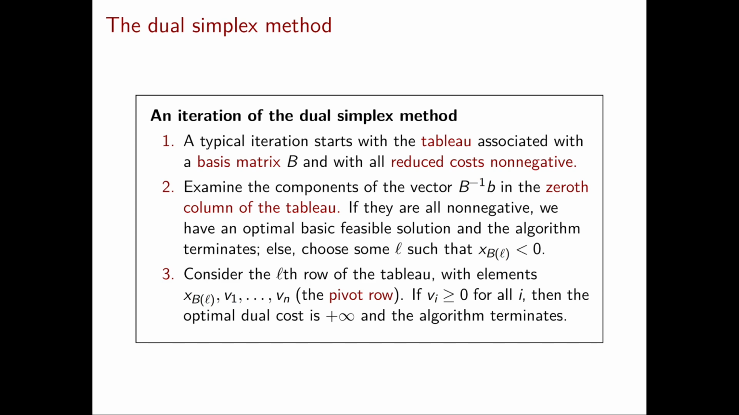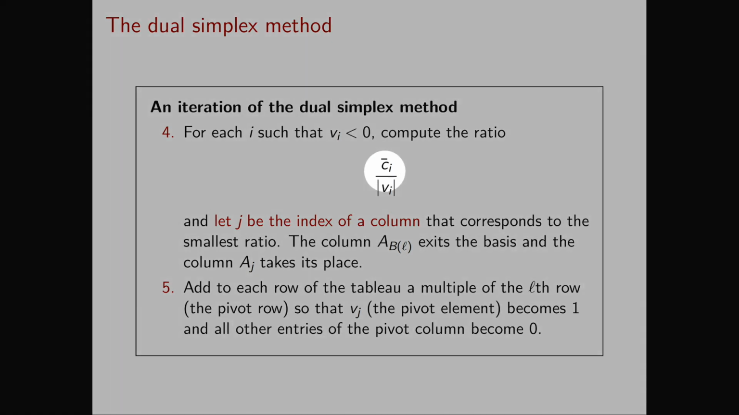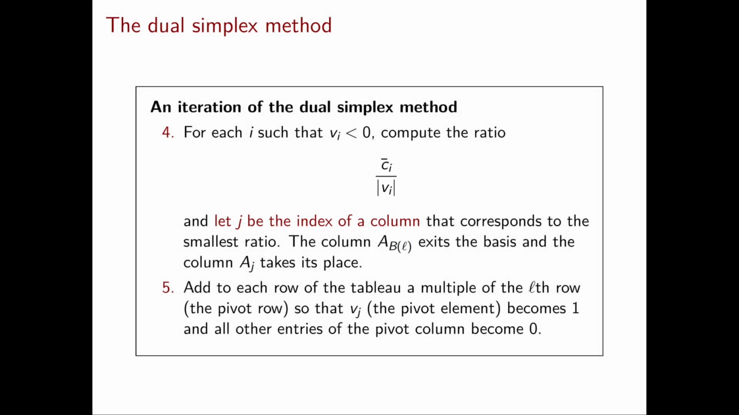the algorithm terminates. Otherwise, for every i with v_i strictly negative, we compute the ratio c̄_i divided by the absolute value of v_i, and we define j to be the index of a column that corresponds to the smallest ratio. The column A_B(l) then exits the basis and the column A_j takes its place. Then we add to each row of the tableau a multiple of the lth row so that v_j becomes 1 and all other entries of the pivot column become 0.